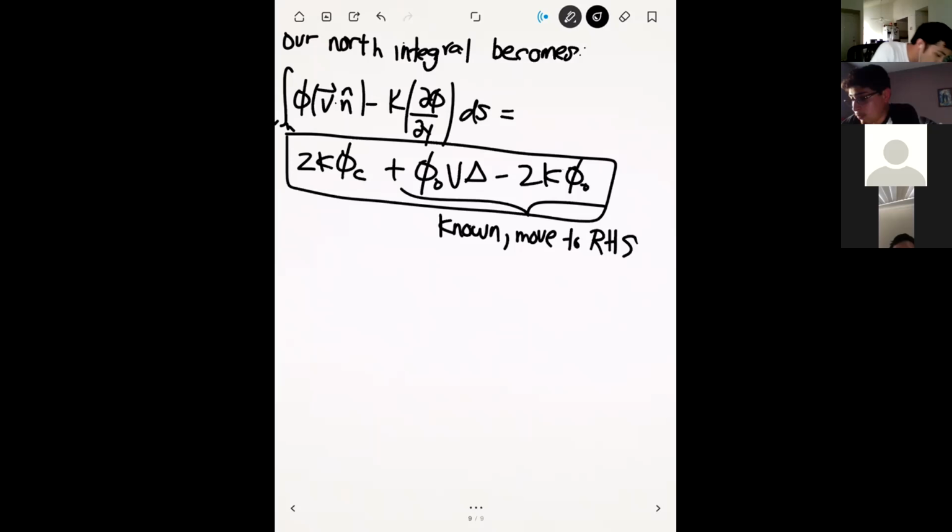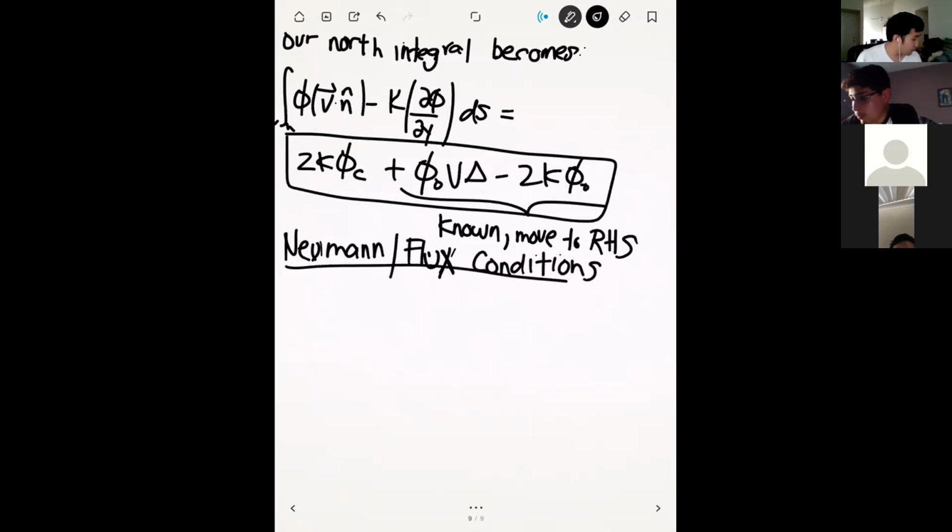Okay, so now let's do Neumann conditions, or as they're better known, flux conditions. That's what we're calling them now. And just like we did in the one-dimensional case, the flux conditions will be relatively easy, because we can just use these to replace an entire integral.